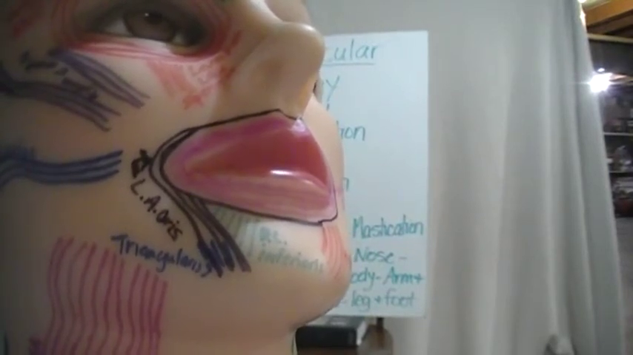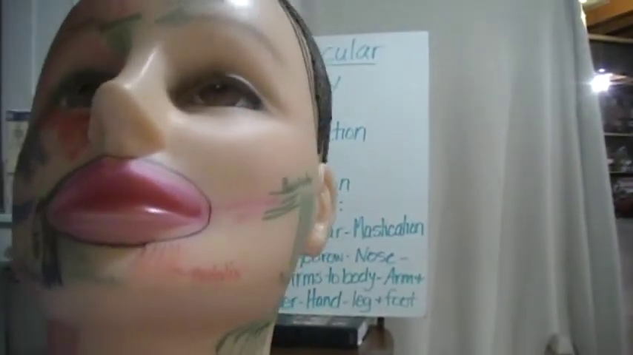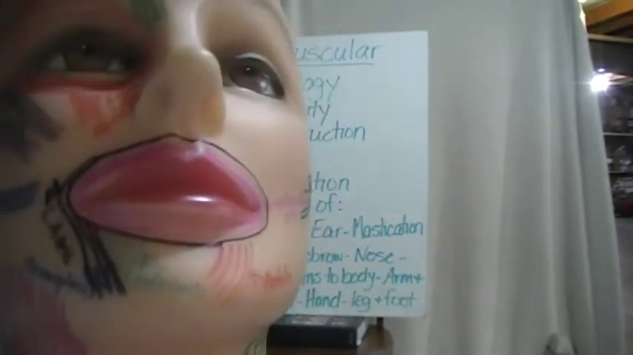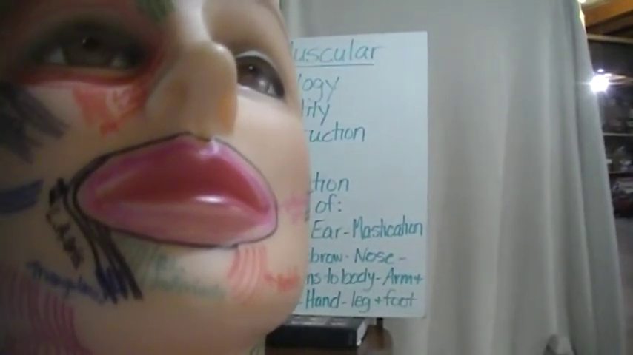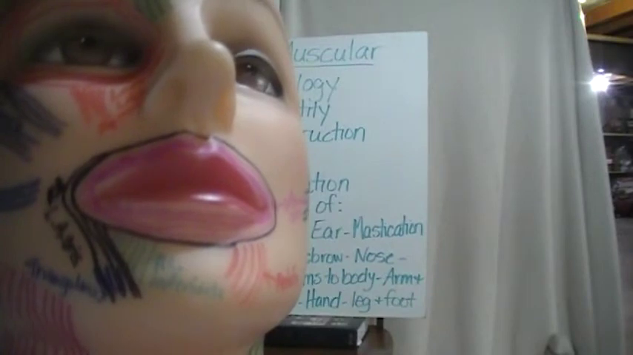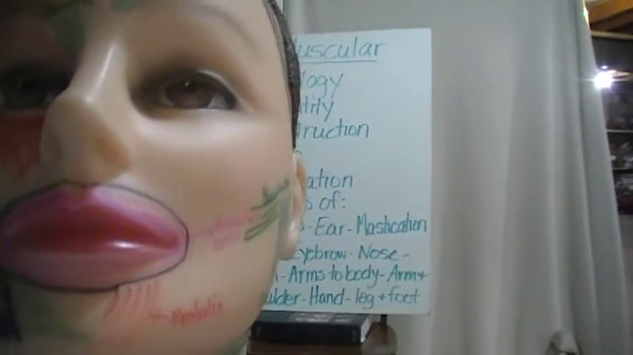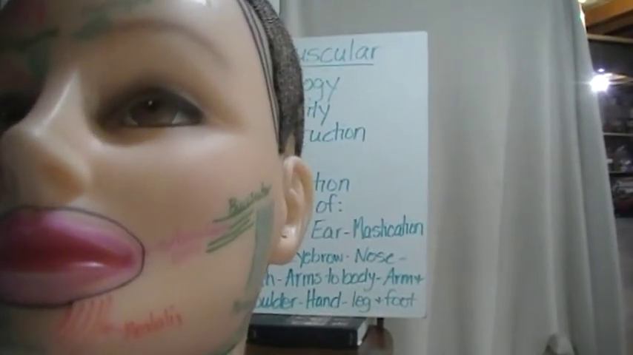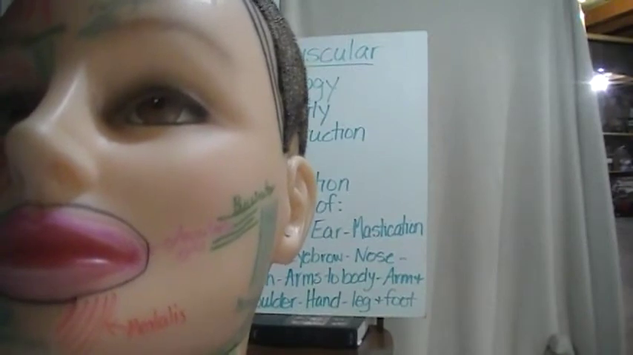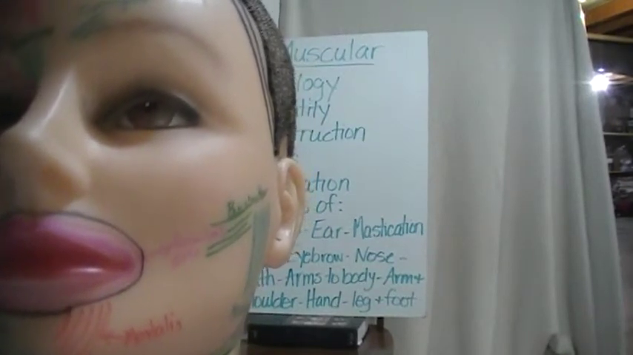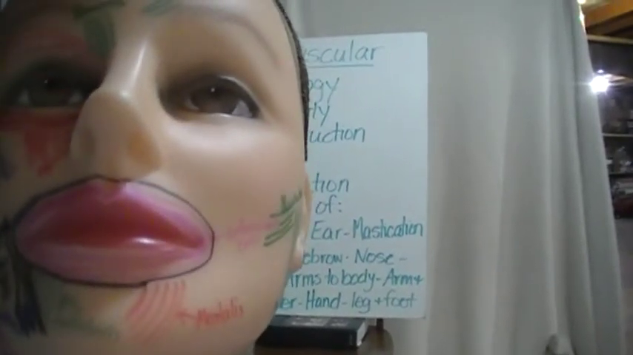Levator labii superioris. I don't remember putting that one on there, so I'm guessing I didn't. Also known as quadratus labii superioris, surrounds the lip, elevates the upper lip, dilates nostrils as in expressing distaste. Okay. I don't know what I did there. I drew it and then I didn't write it.